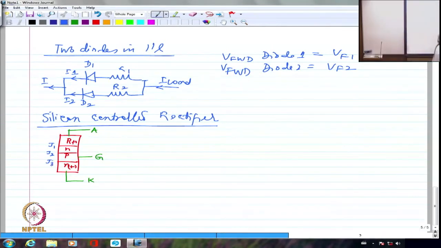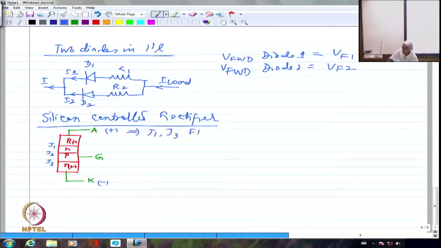When we apply plus here and minus here and no power supply to the gate, I'm going to have J1 and J3 forward biased, right? Because J3 is towards N and it is going to get a negative voltage. So J3 will be forward biased. J1 will also be forward biased because P is connected to positive, whereas J2 will be reverse biased because this N is closer to positive, this P is closer to negative. So for this kind of power supply, J1 and J3 will be forward biased, whereas J2 will be reverse biased.